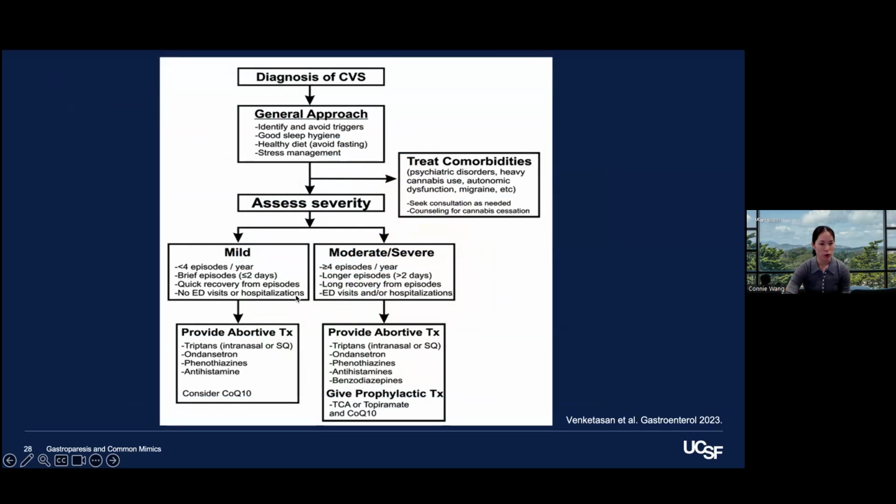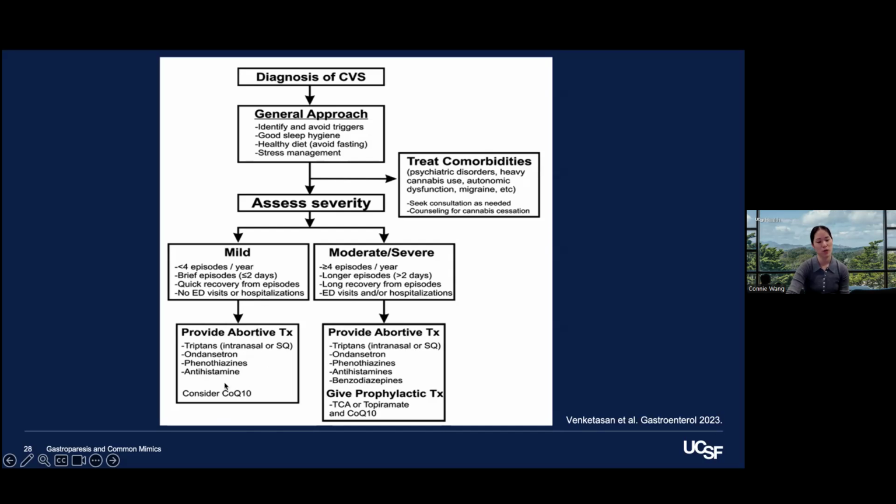So I won't go through this in much detail in terms of the diagnosis and treatment of cyclic vomiting syndrome. But again, this is a really nice review that just came out last year in Gastroenterology, and it characterizes patients as having either mild versus moderate or more severe cyclic vomiting syndrome. The reason this is important is that the mild category is determined by how frequent the episodes are, so maybe just a few episodes per year, with the episodes lasting maybe just a day or two, a pretty quick recovery in between, and rarely having to go to the emergency room or the hospital.